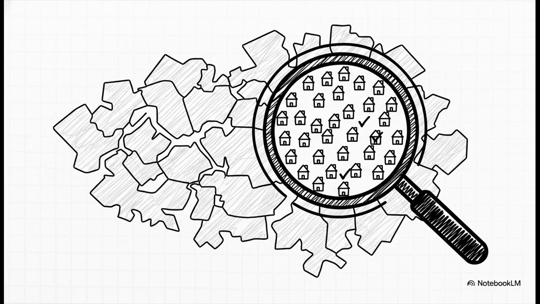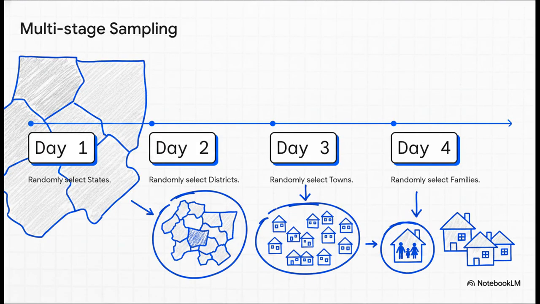You divide the population into wide geographical areas, randomly select a few of those specific areas, and then, here's the real kicker, you study all the items within those chosen clusters. It's incredibly efficient. And this actually leads us perfectly right into multi-stage sampling, which is basically just cluster sampling taken to the absolute next level.